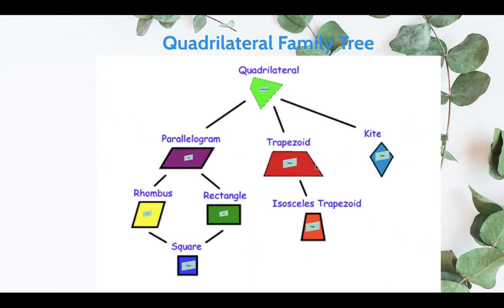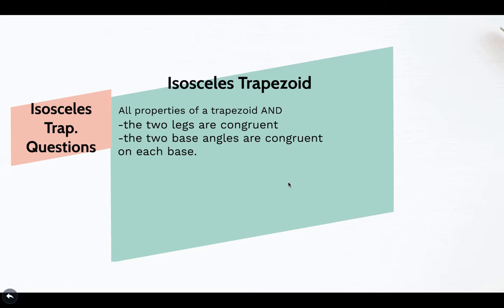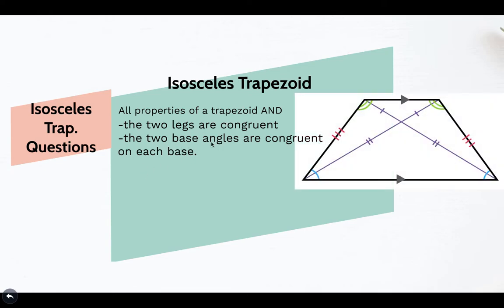So all these properties of trapezoids apply to another polygon called an isosceles trapezoid. We've seen this word before, isosceles, when we're talking about isosceles triangles. Isosceles triangles, recall, have two congruent sides. So in this case, an isosceles trapezoid will have all the properties of a regular trapezoid that we just talked about, and the unique properties will be that the two legs are congruent and that the two base angles are congruent on each base.